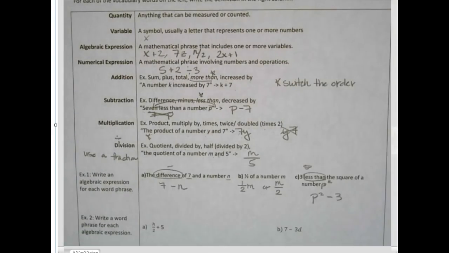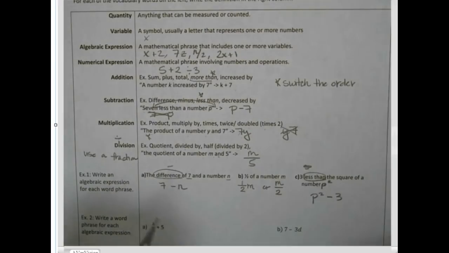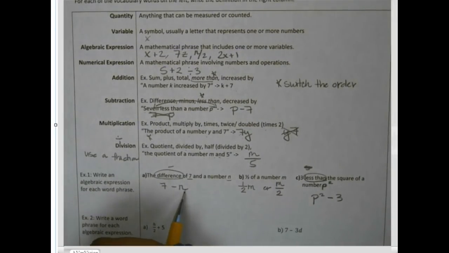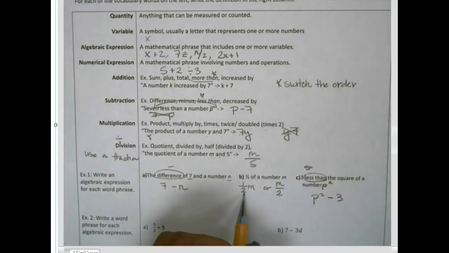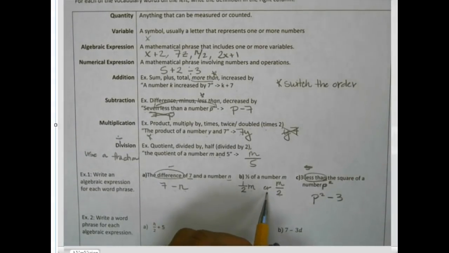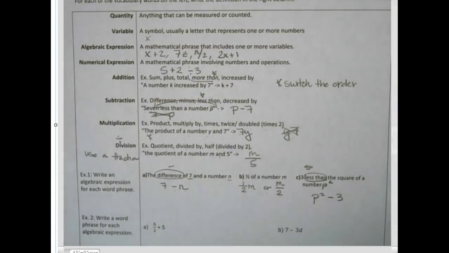And we're back. Now, did you press pause? I hope you did. So for part A, I got 7 minus n. Difference means subtraction. I did not switch the order because it was not less than. And then for part B, I got 2 options for you. Some of you may have written 1/2 m, and then some of you may have written just m over 2. Which one do I prefer?